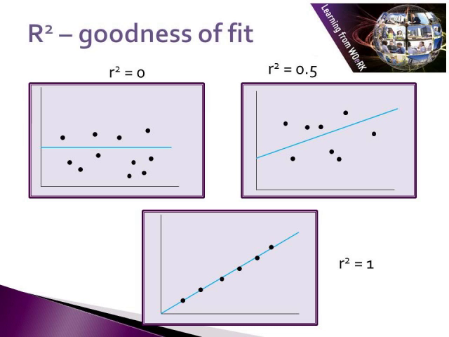An r-squared value of 0 means that there's absolutely no linear relationship, and as you can see in the top left hand diagram, it's a completely horizontal line, and the horizontal line is going through the mean of all y values. When r-squared equals 1, so in the bottommost picture, we can see that all points lie exactly on a straight line with no scatter, so that means there is an absolutely perfect correlation between x and y.